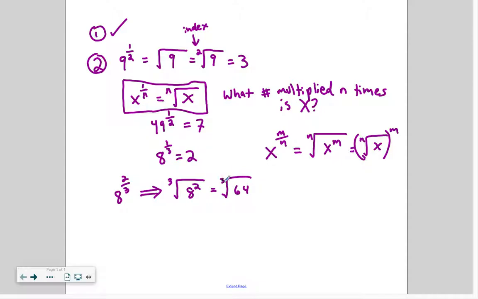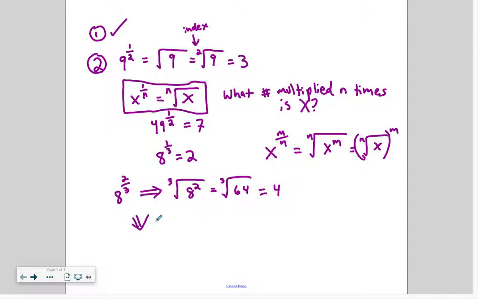What number multiplied 3 times is 64? Well, you would look at that chart at the front. It's 4. Actually, you probably have to use a calculator there. Great, 8 to the 2/3 is 4. Now the other one, right here.